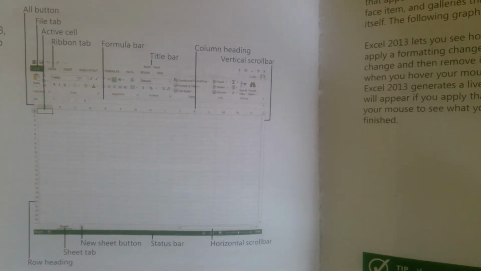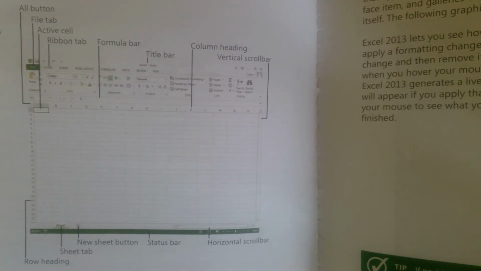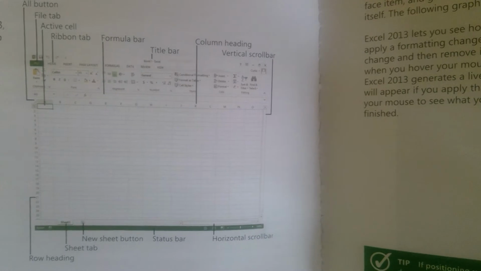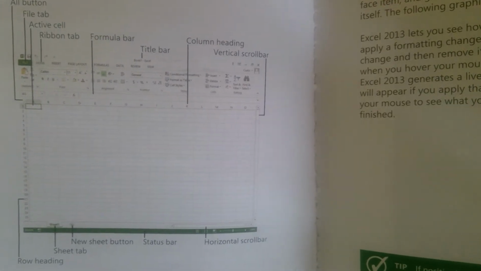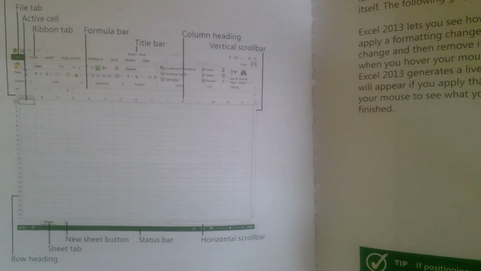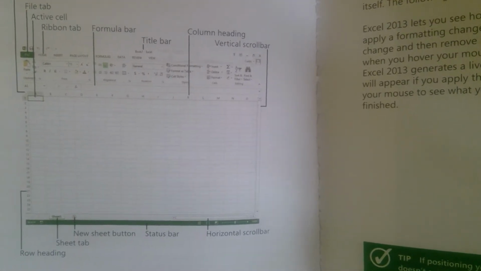The title bar across the top, that's the name of your workbook. So every time you start a new Excel page, it's called a workbook. And this right now, the default setting is Book1. And you can relabel that or retitle it. If you do a save as, that will change as well.